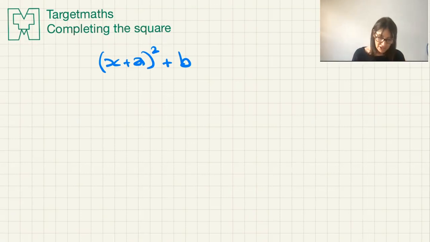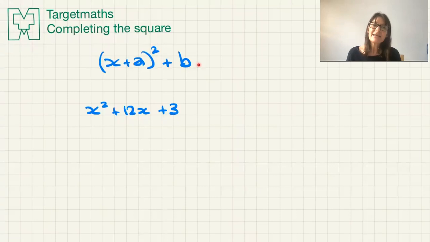Okay. So if I've got a quadratic, let's say I've got x squared plus 12x plus 3. When they're asking me to write it in this form, they're asking me to rewrite this, but it needs to remain equivalent. So it's going to be an equivalent equation. It's going to be doing the same job, but it is written in a different form. Okay, this is how we do it.